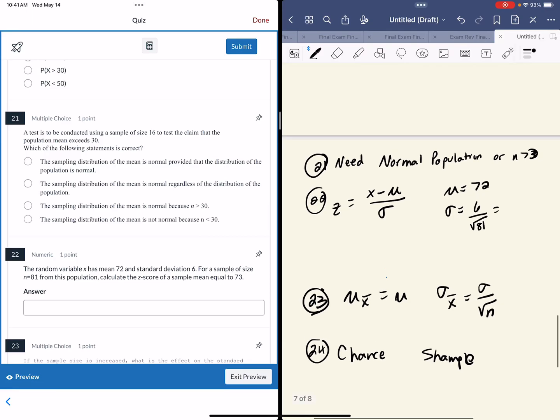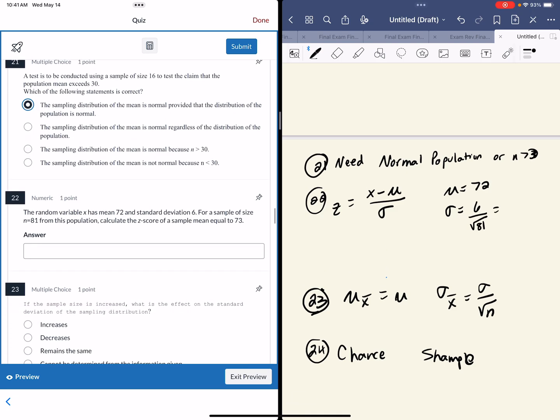On this first one, they're talking about a sampling distribution, and you're taking a sample of size 16, and they want to know if the sampling distribution is approximately normal. For it to be normal, either the sample has to be more than 30 (CLT), or you need a normal population. So for this one, you would need the normal population because your sample's so small.